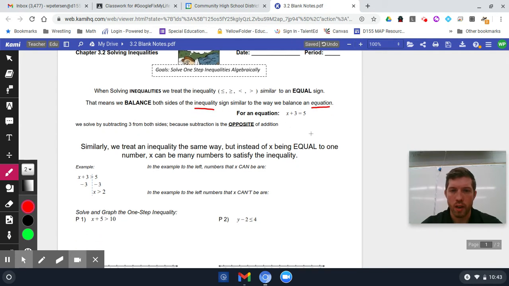So, for example, in this situation here, we have x plus 3 equals 5. Well, how do we solve for x? Well, we know x is 2, right? But how do we solve for it? Well, we do the opposite. We solve it by subtracting 3 from both sides. And so we subtract 3 from this side, and we subtract 3 from this side. Now these would cancel out. We would be left with x equals 5.